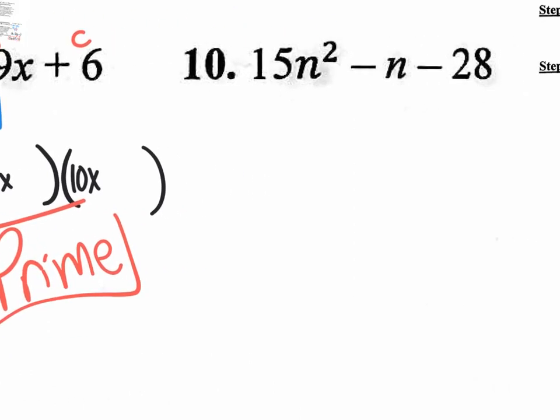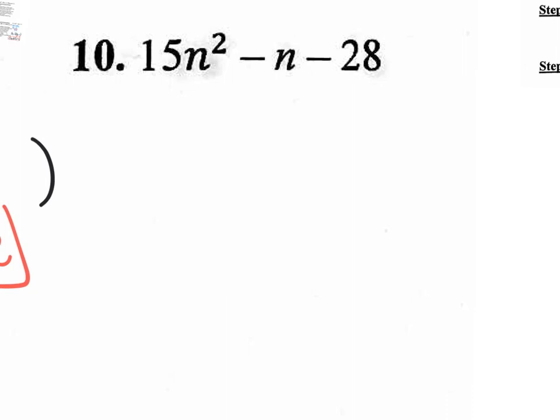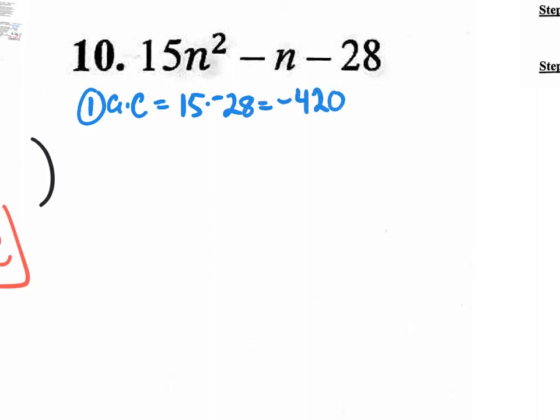Let's try number 10. Let's do one that works. Wow. Step 1 is going to be ugly. We need a calculator. Step 1, a times c. Help me out, guys. What's 15 times negative 28? Negative 420. That's very negative. That's a very negative number.